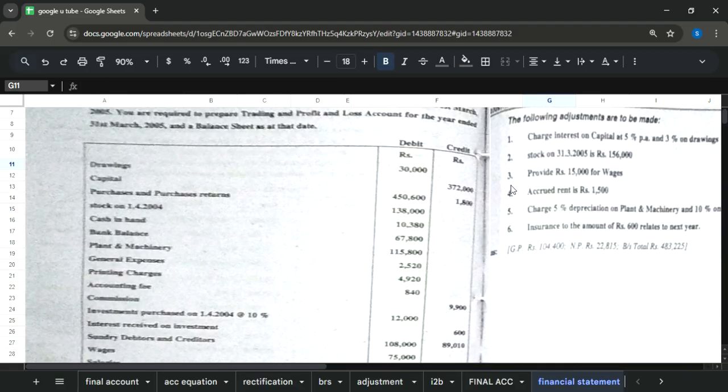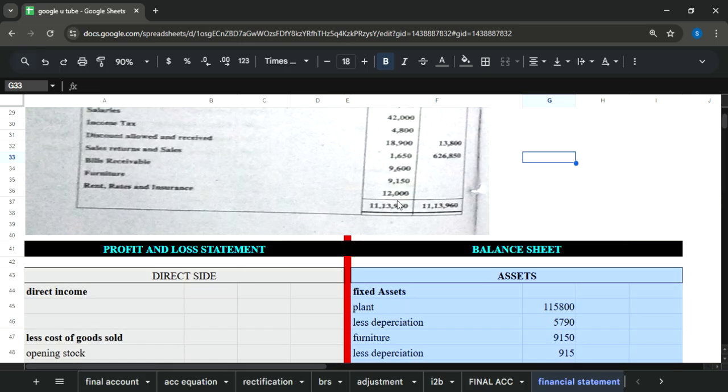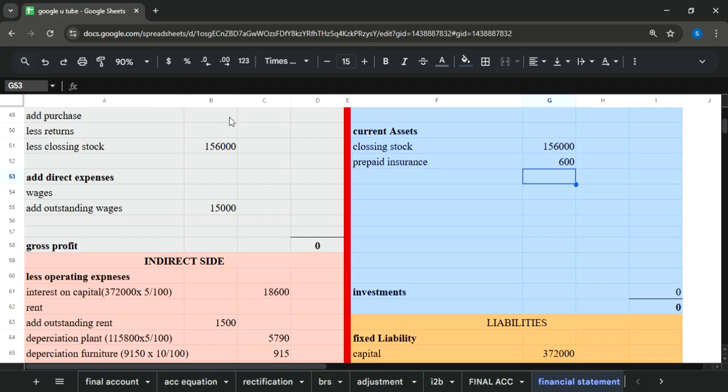After capital, we have purchase and purchase return. Now both are given. When you see the amount and use common sense, purchase would be the bigger amount and purchase return would be the smaller amount. But purchase is your expense, expenses should be written on debit side. That is why this amount 450,600 would be considered as your purchase. So you will come over here, 450,600, amount of purchase we have mentioned.